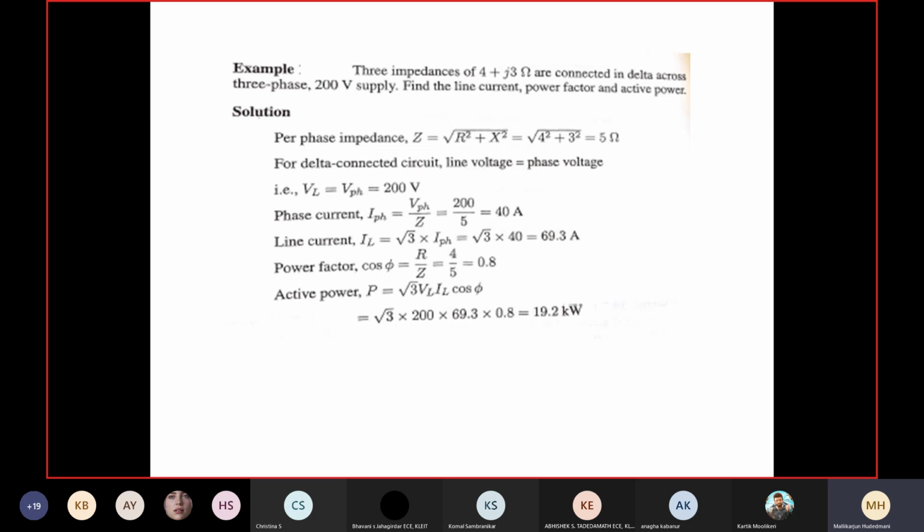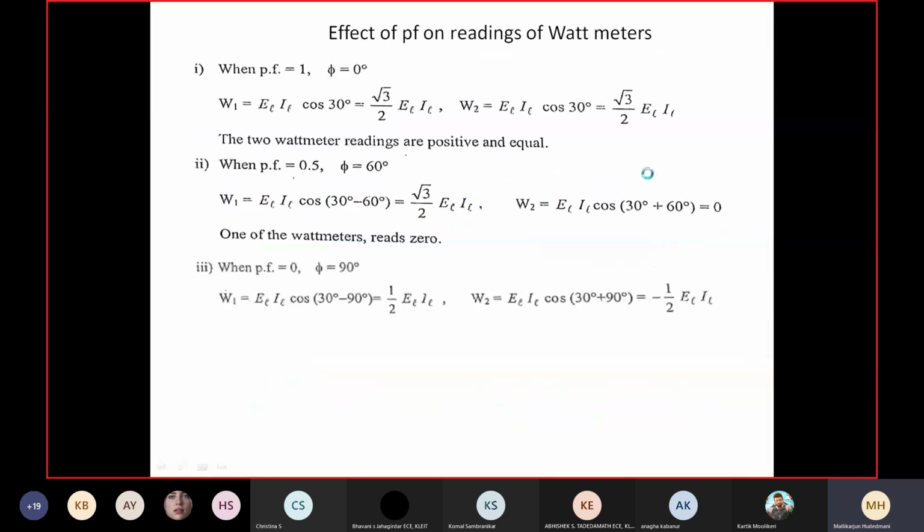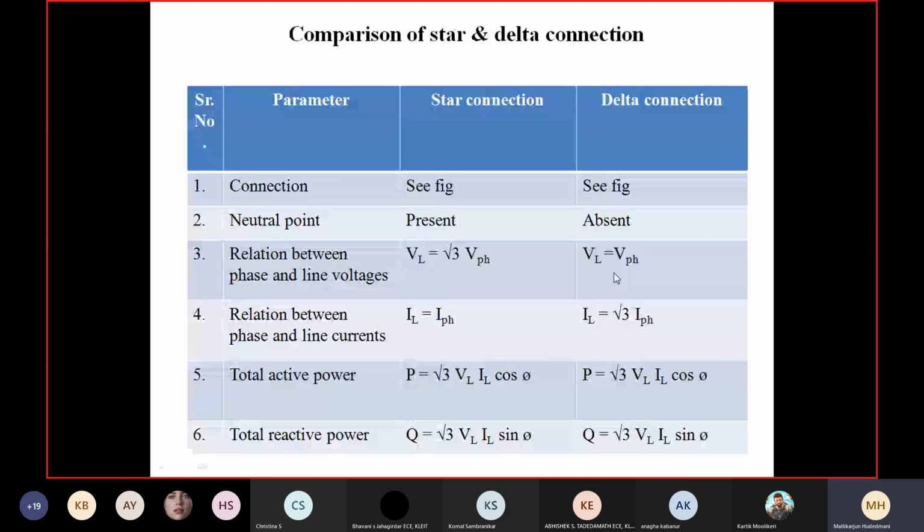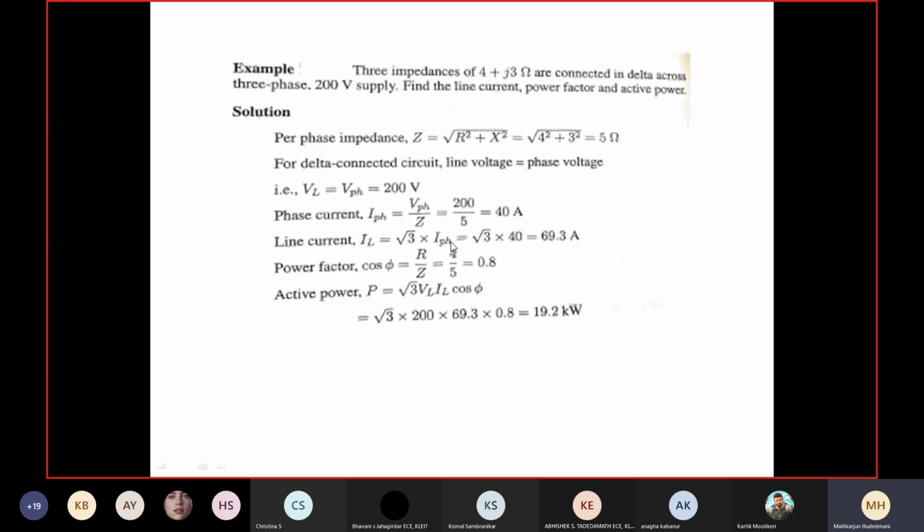Whether it's a star or delta, impedance per phase I have to calculate. That is called ZPH equal to root of R square plus X square. That stands as 5 ohm. So we know in case of delta, what is the delta relationship? Line voltage is equal to phase voltage. I take you back here. Is it not the relationship we learned just now? In case of delta, line voltage is same as phase voltage. That is the advantage taken here directly to solve this problem.